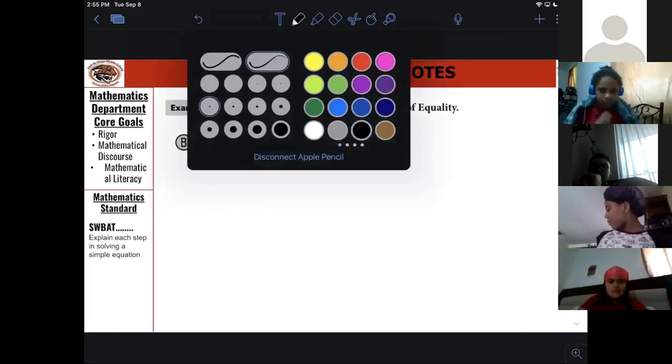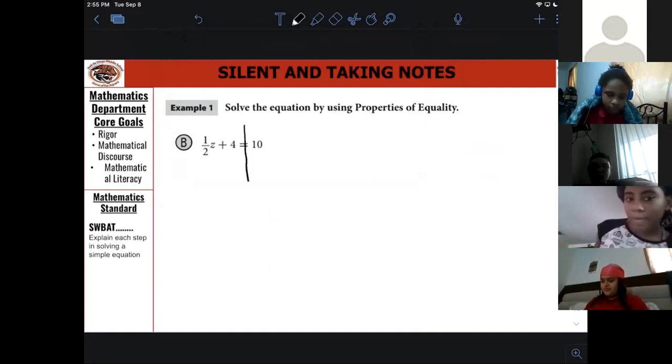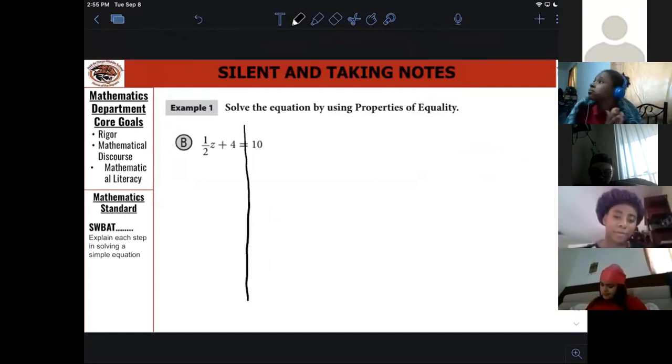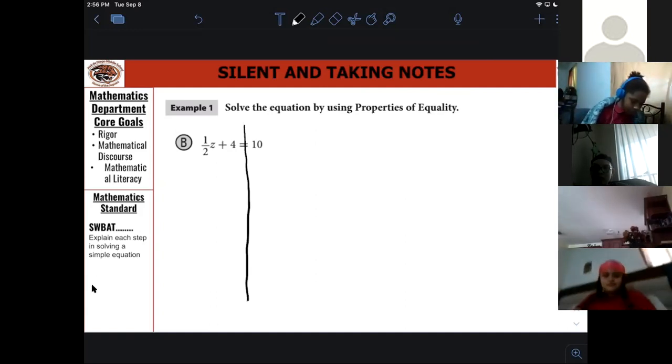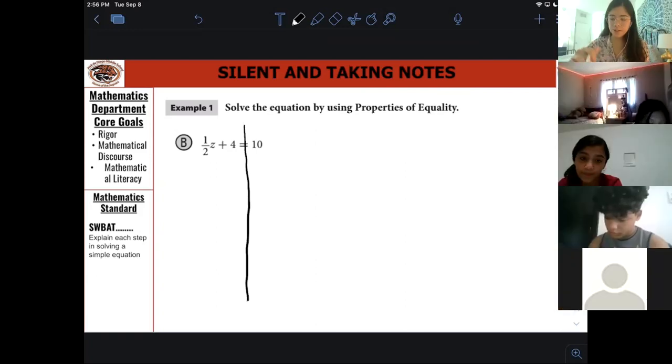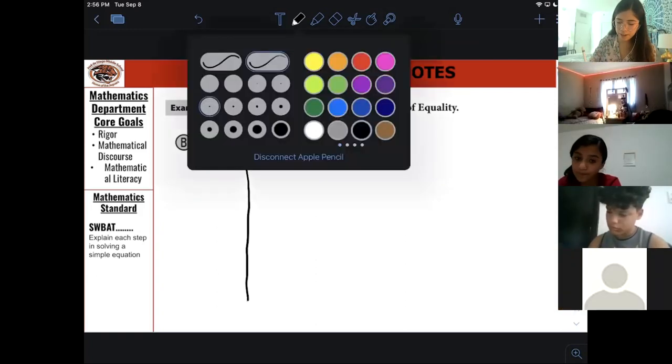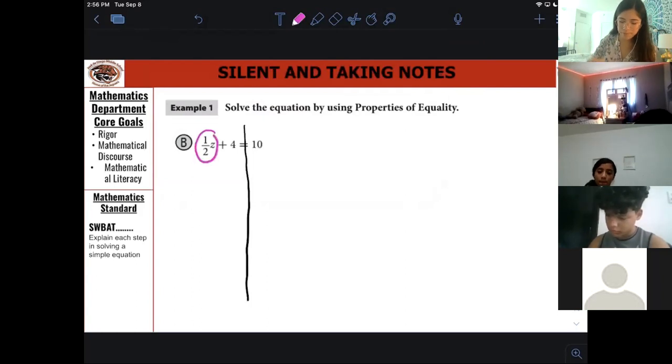Now, I have a different variable. I'm using the letter z. That's fine. And I'm going to start taking a look at what operations I'm going to need to do. So I see that I have 1/2 z plus 4. So if you want to do it in the chat or say it out loud, what are my 2 operations that I see in front of me right now? Addition and multiplication. Okay, so we see addition, plus 4, and then we also see multiplication right here.